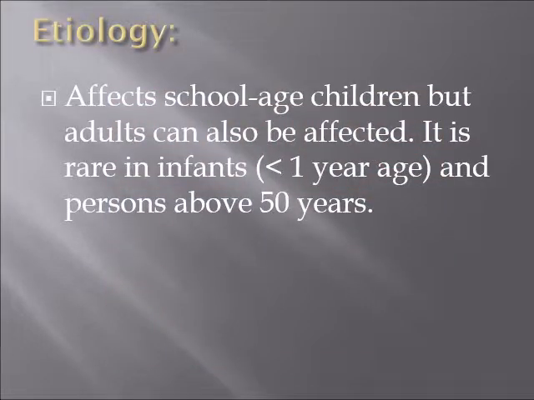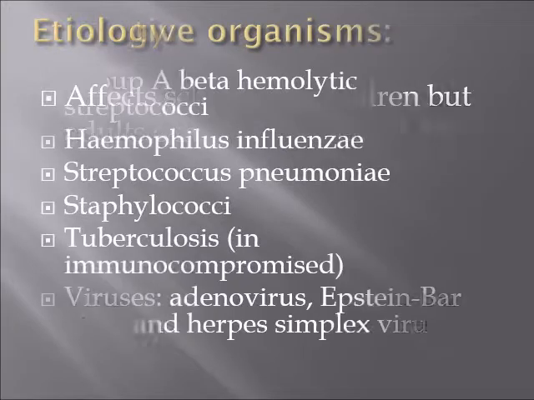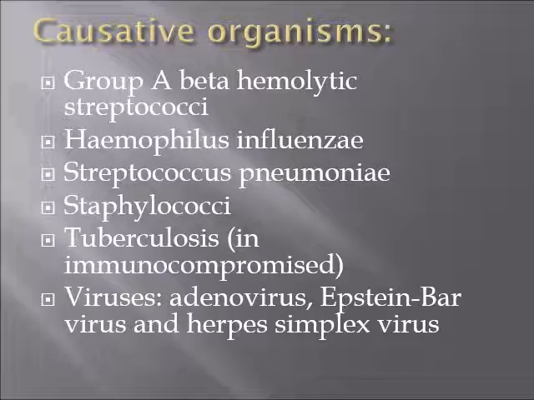Regarding the etiology, it affects school-age children, but adults can also be affected. It is rare in infants below the age of 1 year, and it is less commonly encountered in patients after the age of 50. Group A beta hemolytic streptococci represent the most common causative organism for acute tonsillitis, followed by Haemophilus influenzae, Streptococcus pneumoniae and Staphylococci.